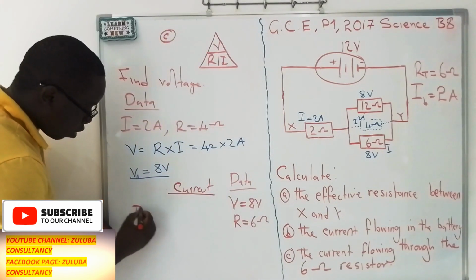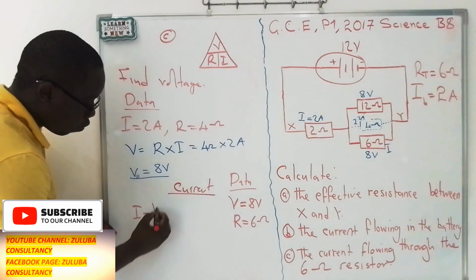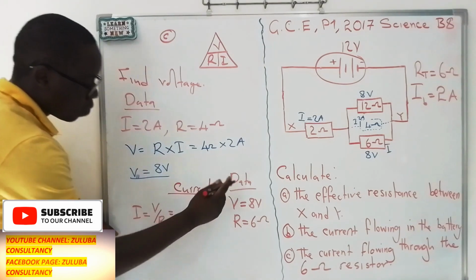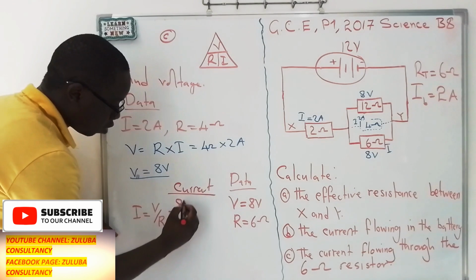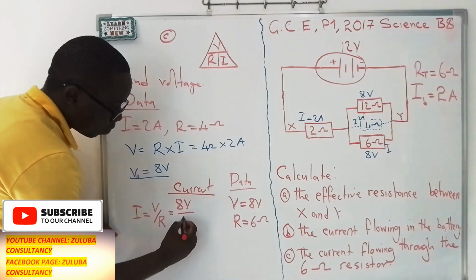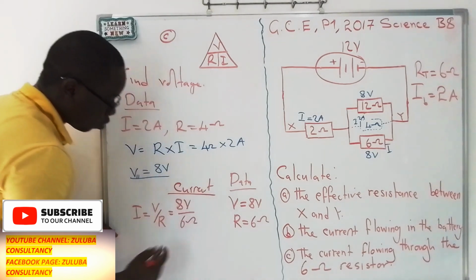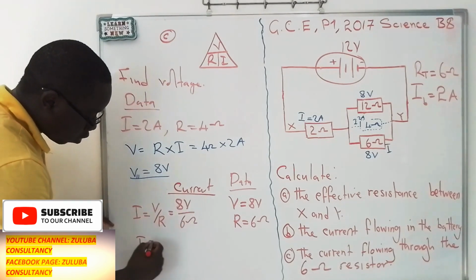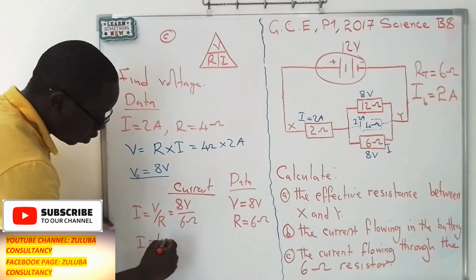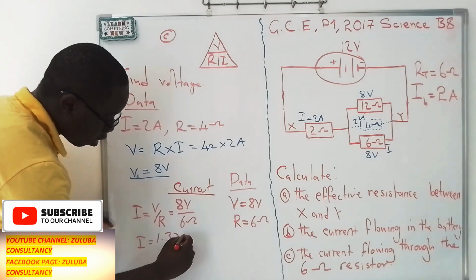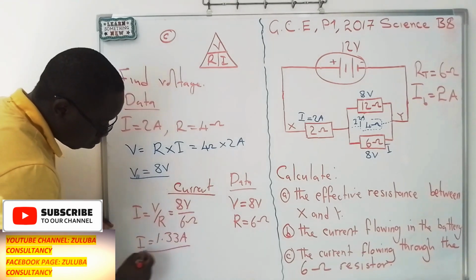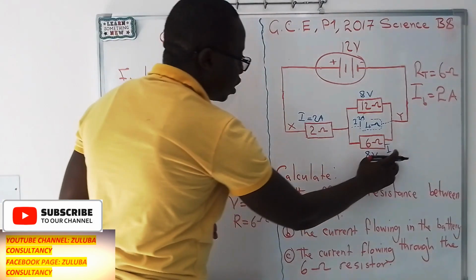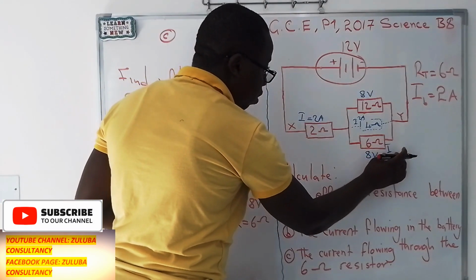Then we know that current is equal to voltage divided by resistance. So this simply means we are saying 8 volts divided by 6 ohms. So 8 divided by 6 on your calculator should give you 1.33 amps. So this becomes the current that is reaching this resistor.